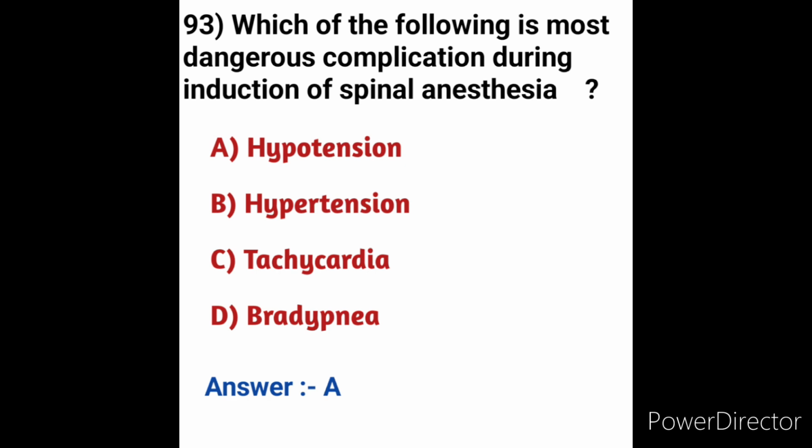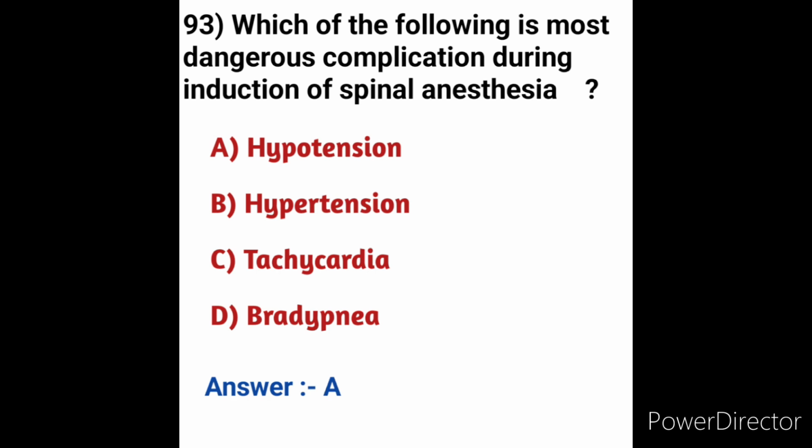Serious neurological complications after spinal anesthesia are rare but do occur. The most common are post-dural puncture headache and hypotension. Minor complications are nausea or vomiting, shivering, itching, hearing impairment and urinary retention. But here the dangerous complication during induction of spinal anesthesia is hypotension. So option A is the correct answer. The main and dangerous complication during the induction of spinal anesthesia is hypotension.